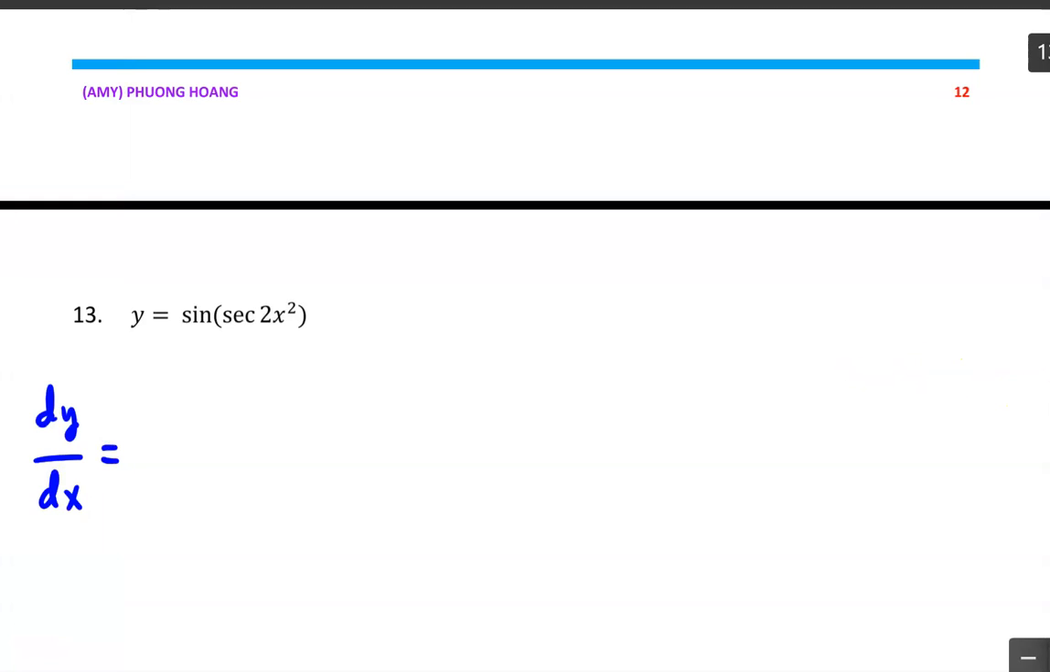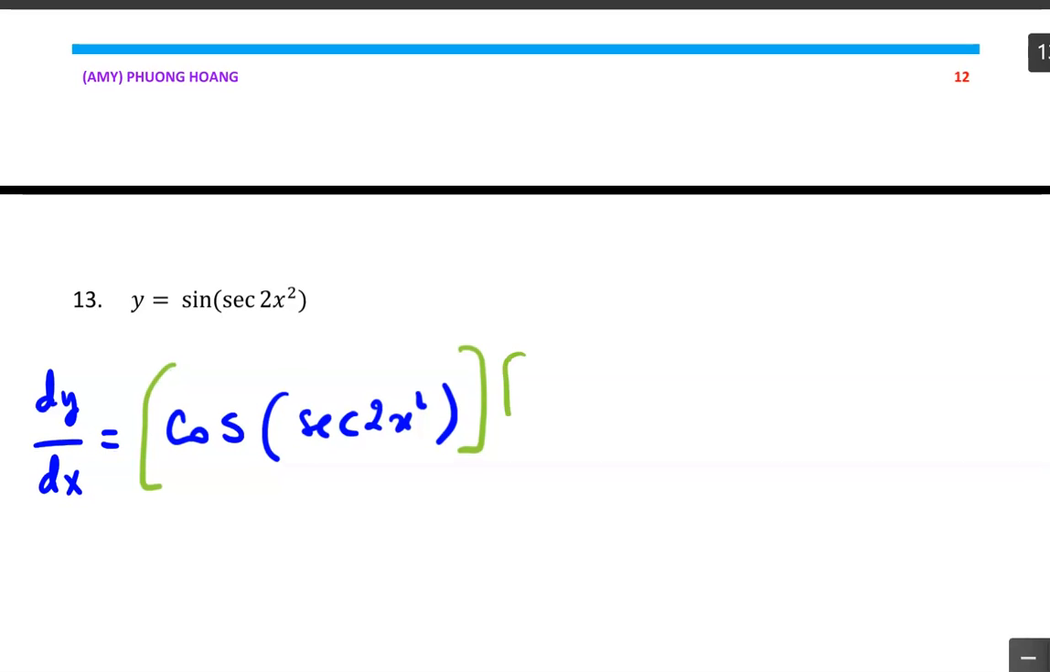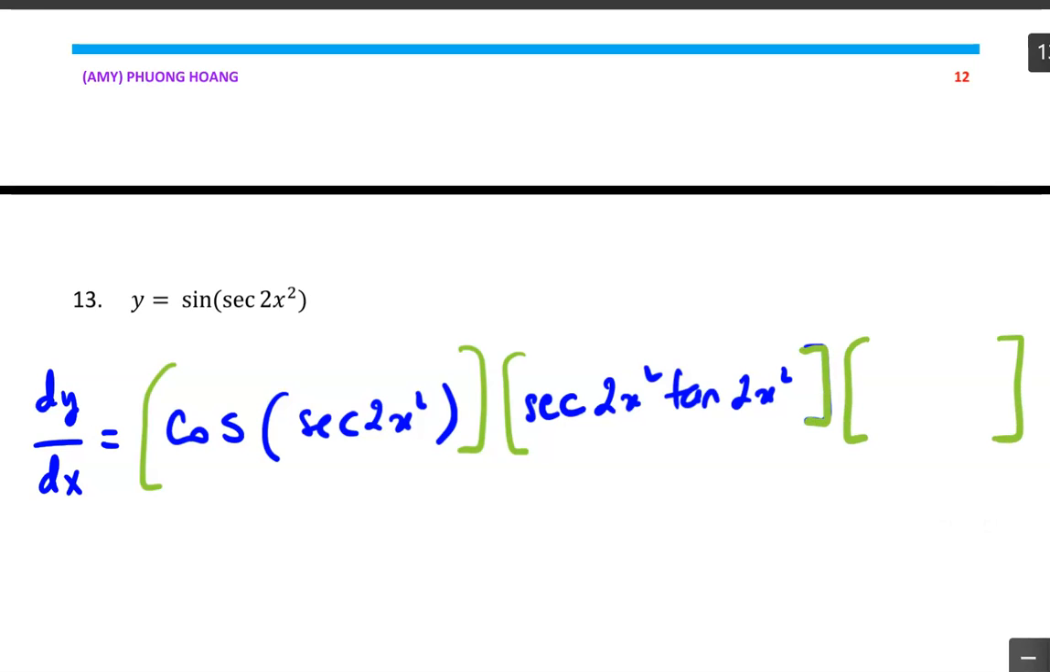So dy over dx will be equal to cosine of secant of 2x squared. This will be my derivative of the trigonometric function. Now I will multiply by the derivative of secant, so it will be secant 2x squared multiplied by tangent of 2x squared. The next step is to multiply by the derivative of the argument, which is 2x squared. In this case, it's just 4x.